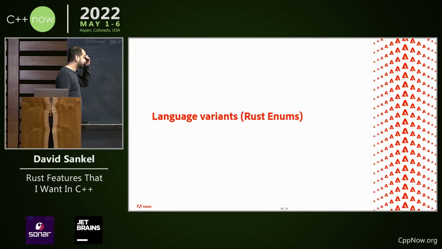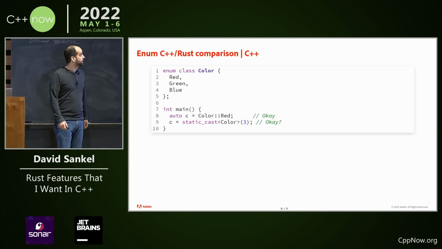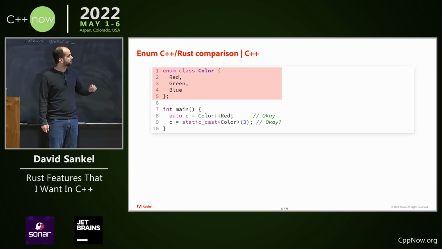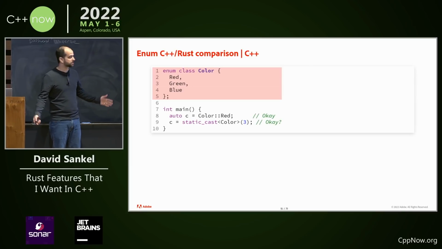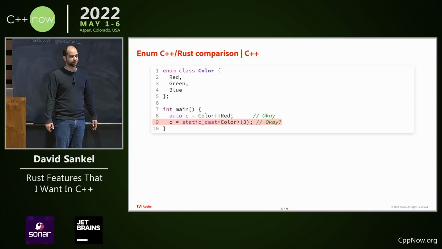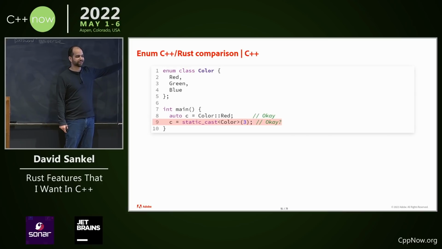First one is language variants, or what Rust calls enums. So this is C++ code here, right? We have this enum class Color. It has 3 enumerators: red, green, and blue. You've all seen this before. You can create auto c is Color::red, and then you can also do c equals static_cast Color 3. Is that okay? Yes. Does anybody think that's not okay?